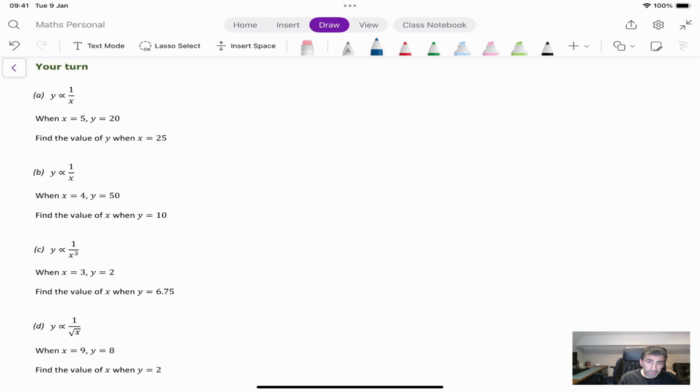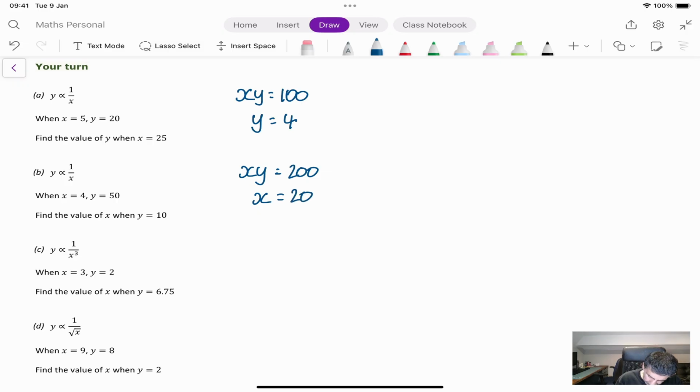Well done if you managed to have a go at those questions. I'm just going to go through the answers to these. I'm not going to go over each question, I'm just going to tell you what the answers are. So the first one, the equation you got should have been xy is equal to 100. And you should have worked out that y is equal to 4. The second one, you should have worked out that xy is equal to 200. And for this one, we're working out x when y is 10 and x would be equal to 20.